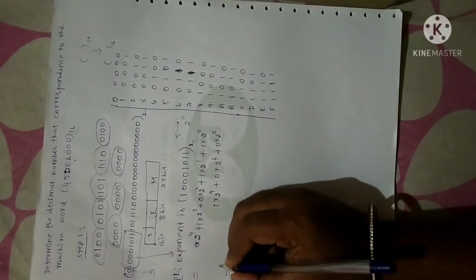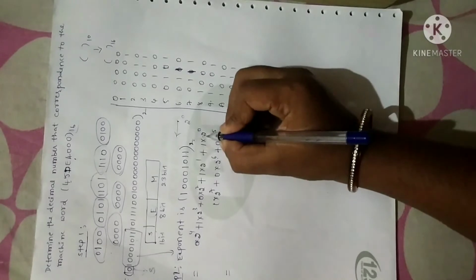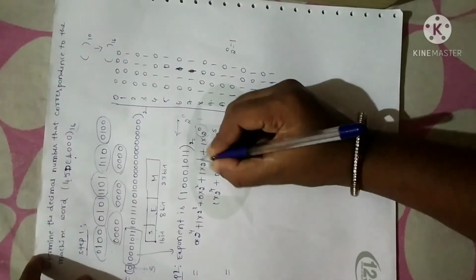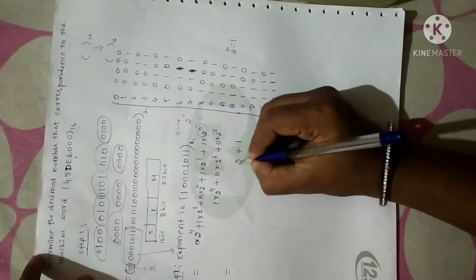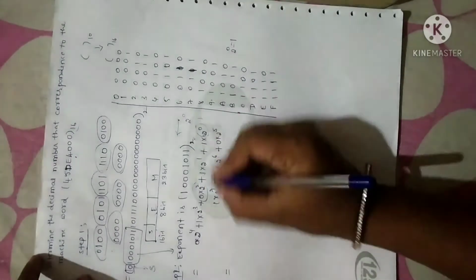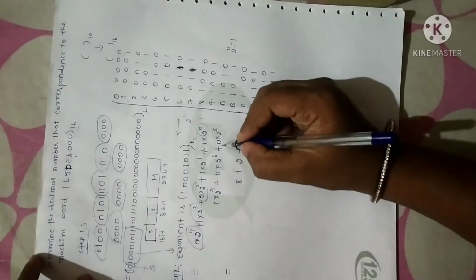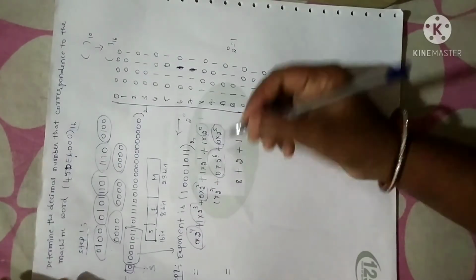Now let me simplify this. When you are going to simplify, remember 2 power of 0 value will be 1. Any value to the power of 0 is 1. So that is how this value becomes 1. 1 into 1 will be 1. Plus 2 power of 1 into 1 is 2. Plus 0 into anything will be 0. So 1 into 2 cube is 8. Plus 0 into anything is 0. Next 0 into 2 power 5 is 0. 0 into 2 power of 6 is 0.